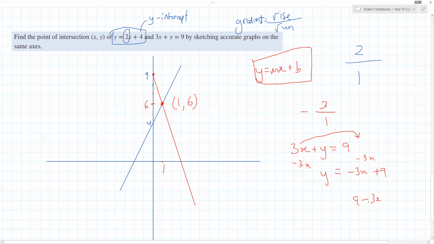It's just like the gradient is negative 3. That's really the point. The gradient is negative 3. It's going down by 3 and across by 1. And I've gone down by 3, across by 1. And that's why it's negative 3x. Hope that answered your question.